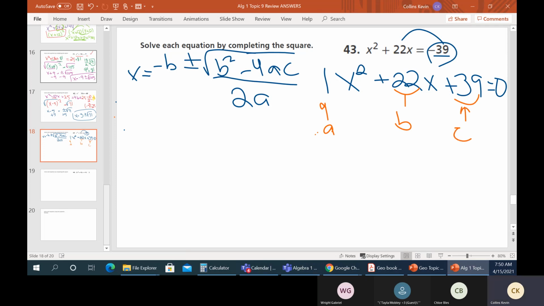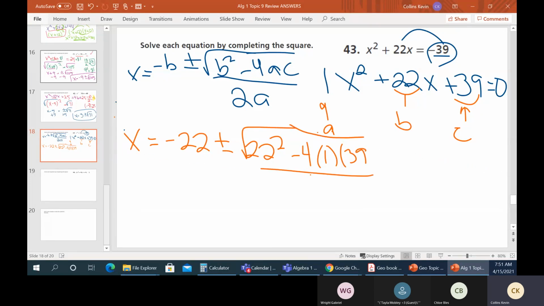Okay? Then we just plug it into the formula. So b is 22, minus b is minus 22. And then plus or minus 22 squared. I don't know exactly what that is. I have some idea, but I don't know exactly. And then minus 4 times a, which is just 1, and c, which is 39. All this goes over 2 times 1. We might need an extra slide for this guy.